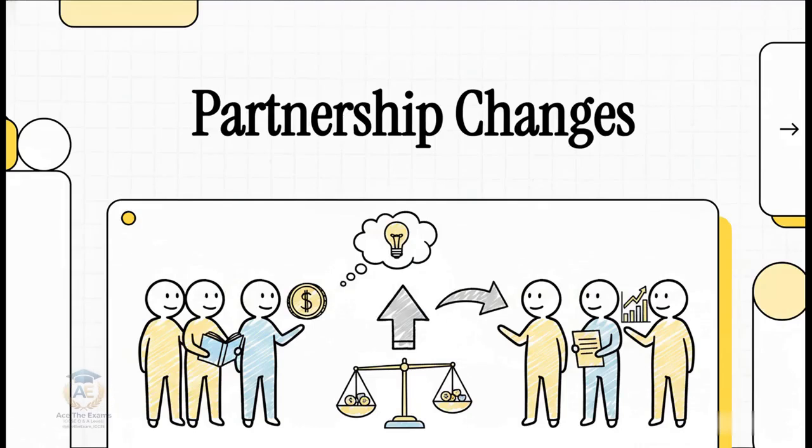Welcome to this explainer. Let's just dive straight into this today, because what we are looking at is an absolute, non-negotiable cornerstone of the Cambridge AS and A-level accounting 9706 syllabus. We are tackling partnership changes, and we are going to look specifically at the introduction and retirement of partners.